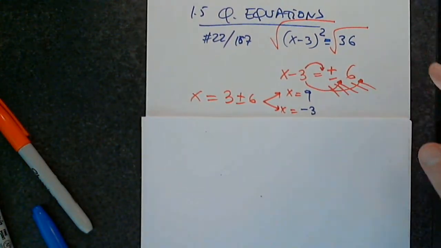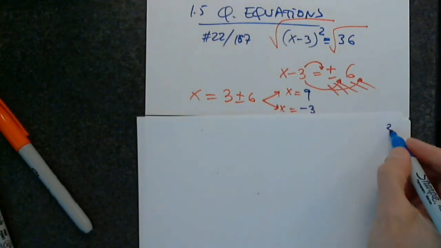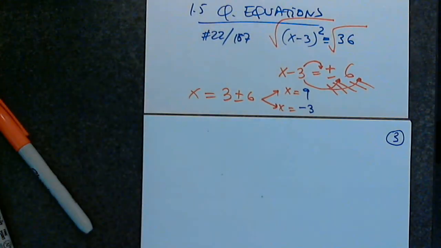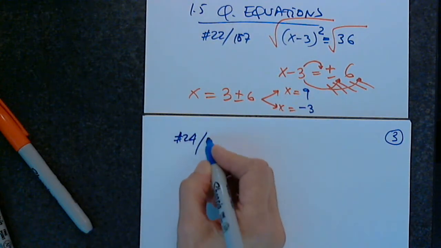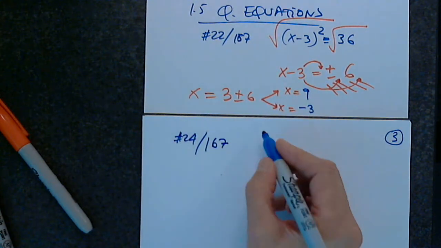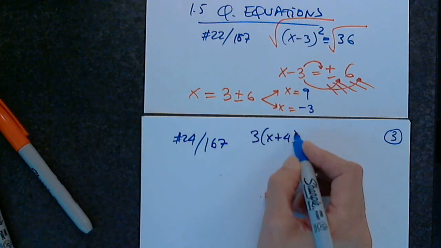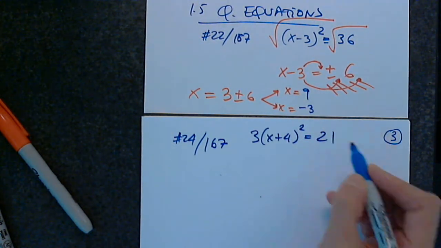Let's look at one other problem. You are going to hear me say a lot, in short, clean the equation up. What do you think I'm really telling you when I say clean it up? As much as possible. Awesome. That's all I needed to hear. Very good. So here's one other example that I would like to look at. Let's say 24, on the same page, 167. And this is (3x plus 4) squared equals 21.